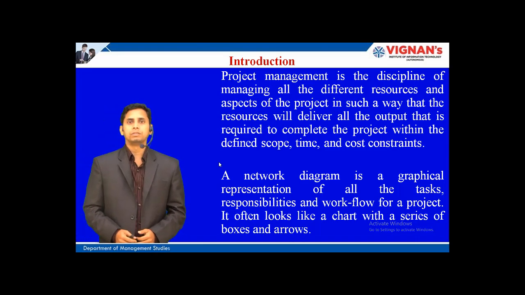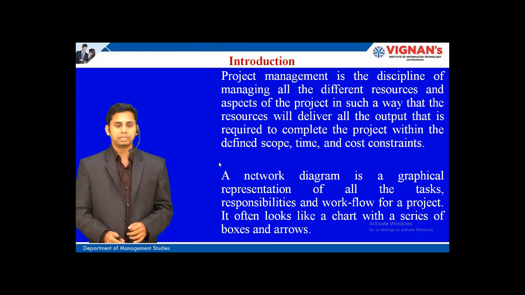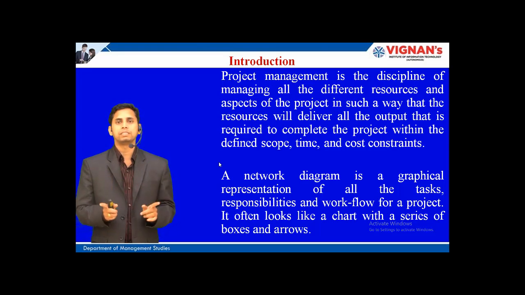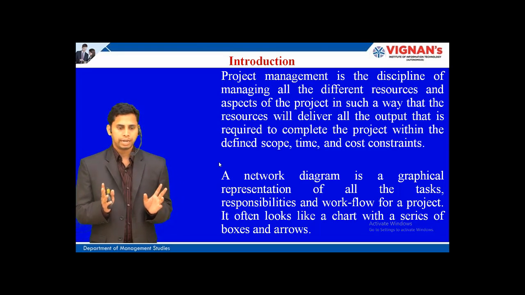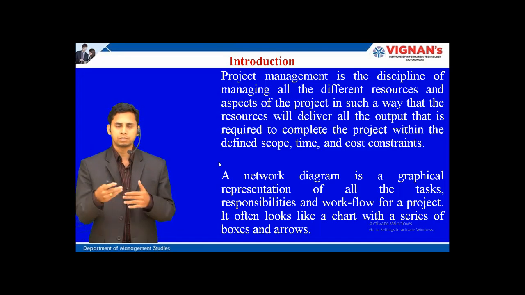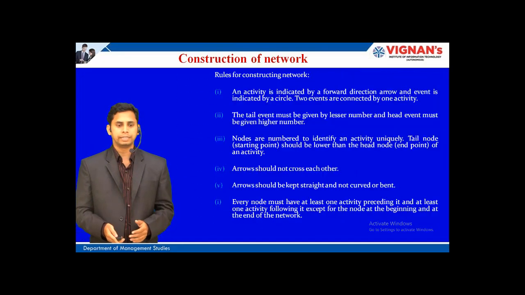Now, what is a network diagram? A network diagram is a graphical representation of all the tasks, responsibilities and workflow for a project. In the previous example, we discussed the construction of a house, in which there are different activities involved. A network diagram is a graphical representation of all these events and activities. It often looks like a chart. When you draw a network diagram, it looks like a chart and involves boxes and arrows. So that's called a network diagram.